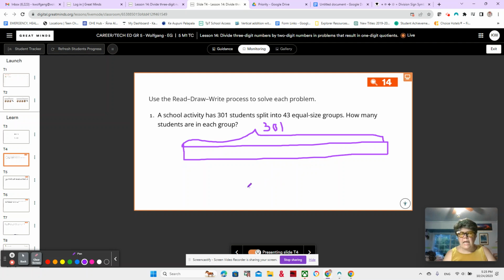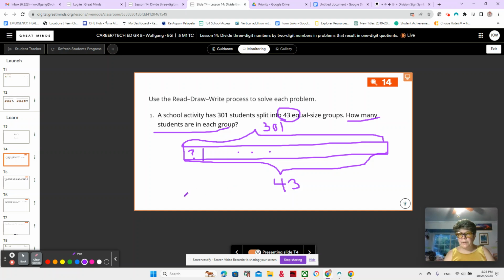301 students and 43 equal-sized groups. Not 43 in each group, like I said earlier, because that's what we're going to find out, how many are in each group, but 43 groups, right? So down here we could say 43 groups. I know, got to read carefully, don't we? All right, and we don't know how many are in each group. So there's our question mark, and we can put 3 dots here because that's going to show 43 groups, okay?